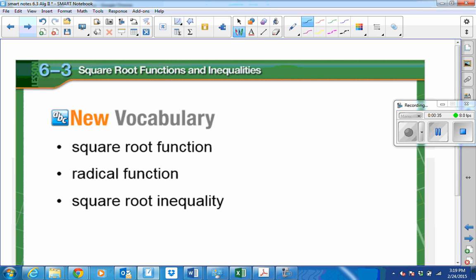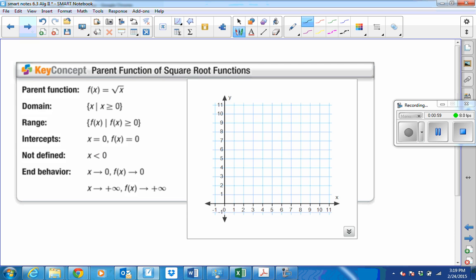So new vocabulary for you will be square root function. Our most basic square root function is simply y equals the square root of x. That's also considered to be a radical function, although radical functions can get a lot more complex than this. And a square root inequality, an example of this might be something like y is less than the square root of x. So let's look at our parent function, f of x equals the square root of x.